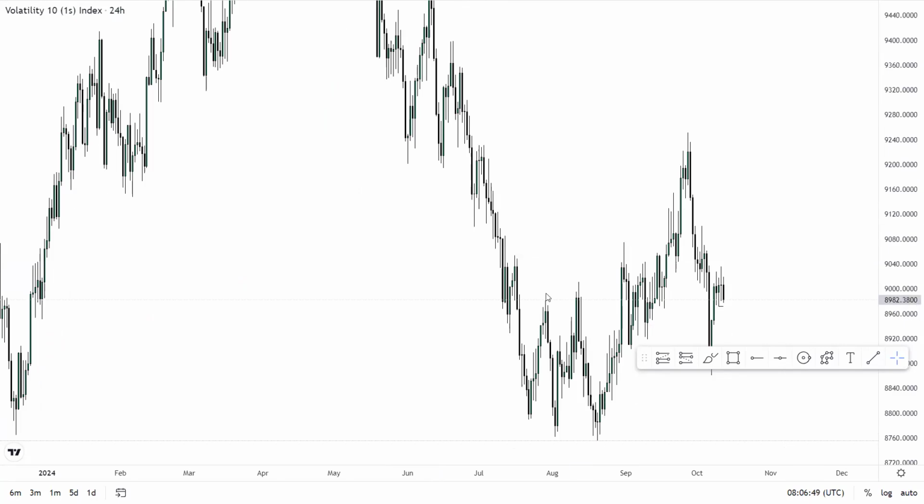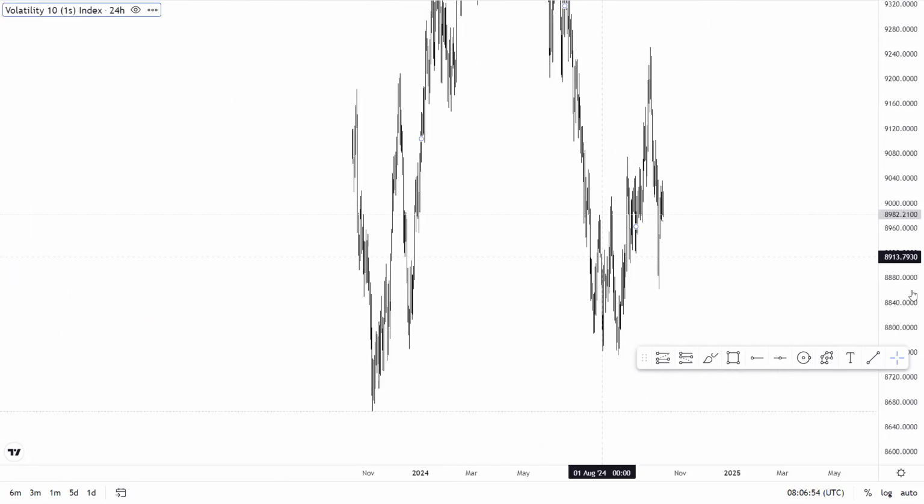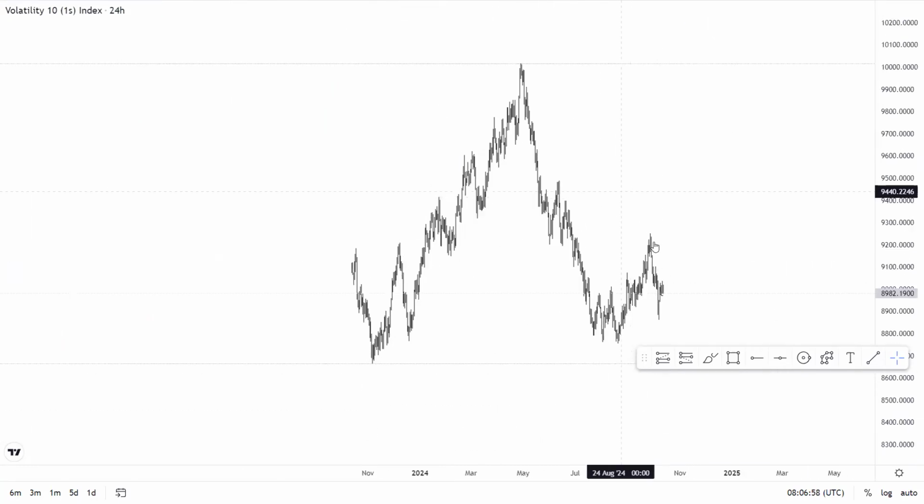So this is volatility 10-1S. And basically, you can see what the market is doing.